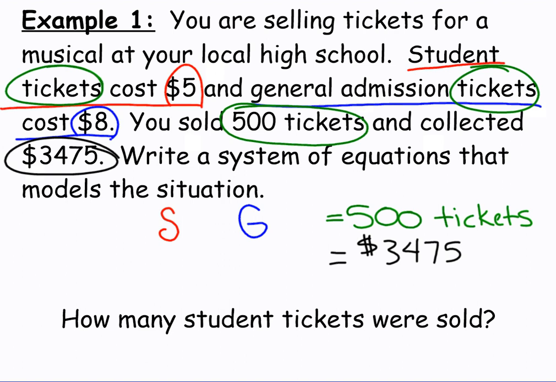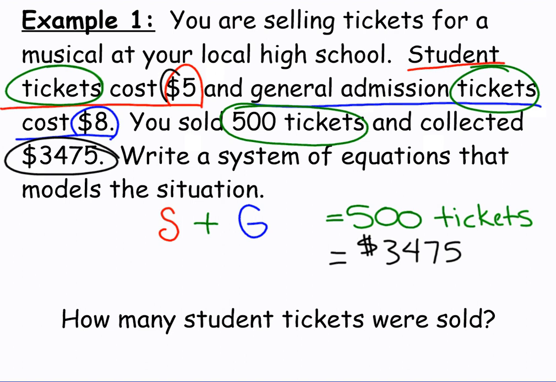Now, in order to add up all of my tickets, I need to add up the student tickets and the general admission tickets to equal 500 total tickets. So that is my very first equation. I'm going to do the same thing with matching units in order to write my second equation. My units in my second equation are dollar signs. So I'm going to be looking for dollar signs.